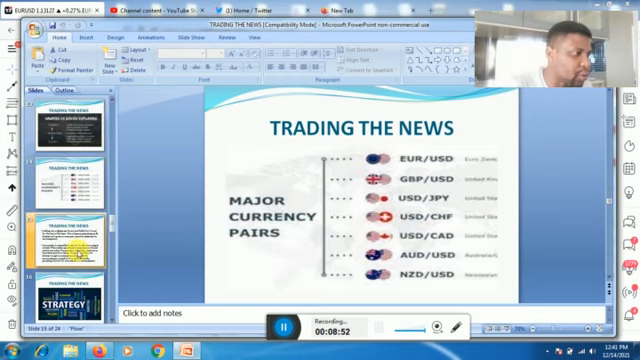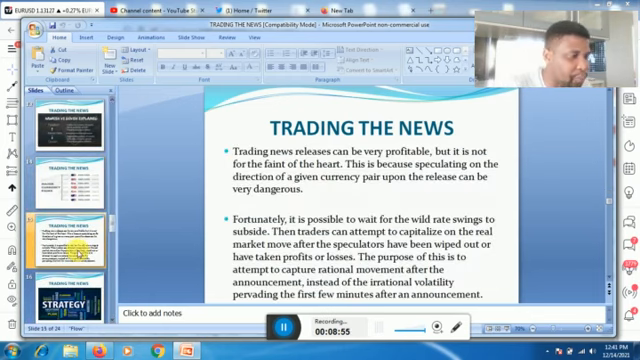Okay, right. So as we continue, for trading, the news release can be very profitable, but it is not for the faint-hearted. This is because speculating on the direction of a given currency pair upon the release can be very dangerous. As I said, not everyone can speculate on this. So fortunately, it is possible to wait for the wild rate swing to subside. Then a trader can attempt to capitalize on the real market move.